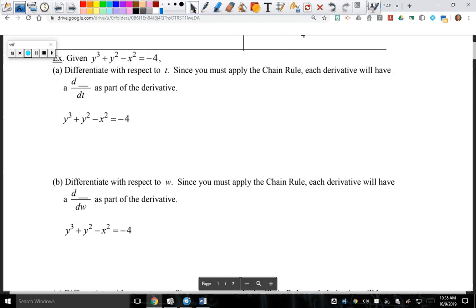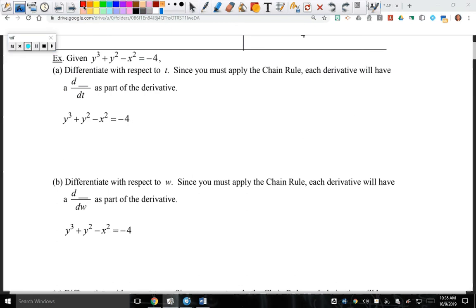So, y cubed plus y squared minus x squared is equal to negative 4. I'm going to derive or differentiate with respect to t. Another big thing that you're about to learn is who gets the respect. You've been giving the respect, without realizing it, to x.